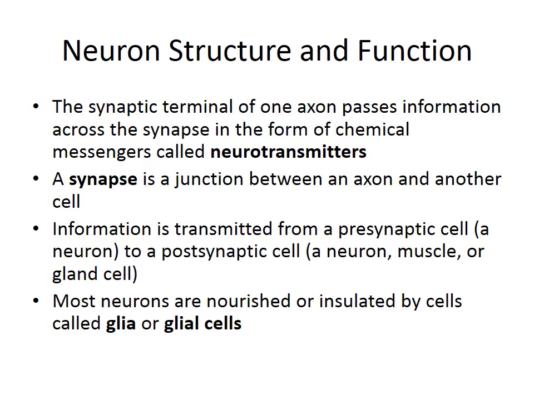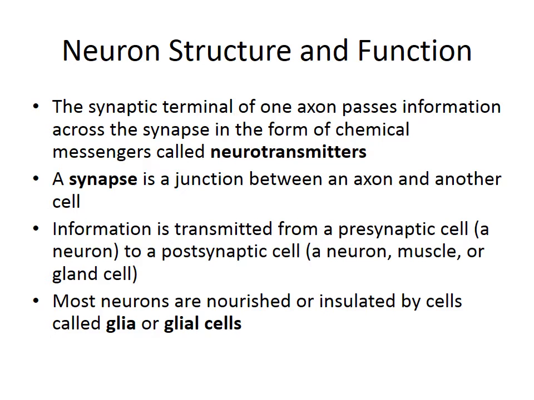So let's talk about the neuron structure and function. The synaptic terminal of one axon passes information across the synapse in the form of chemical messengers called neurotransmitters. A synapse is a junction between an axon and another cell. So that's the definition of a synapse. Information is transmitted from a presynaptic cell, which would be a neuron, to a postsynaptic cell, which is usually another neuron, but it could be a muscle or it could be a gland.